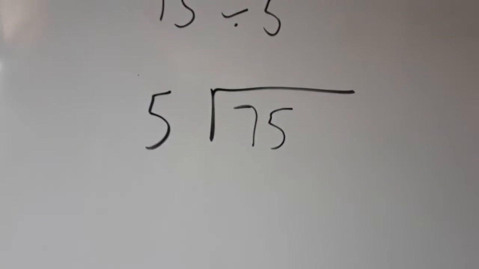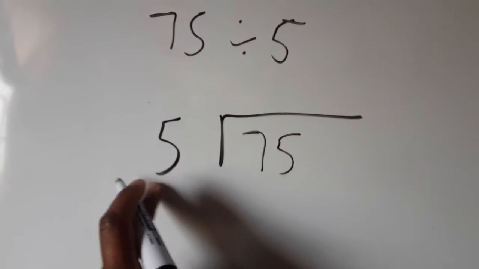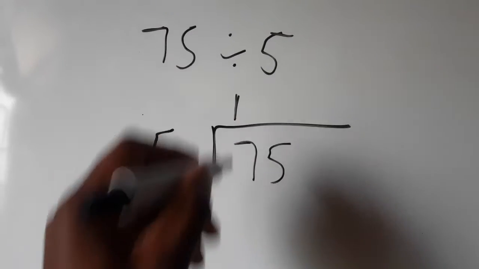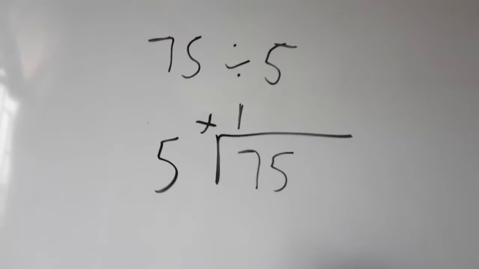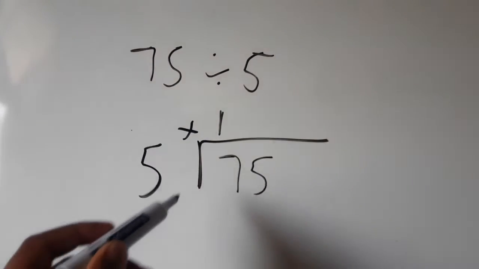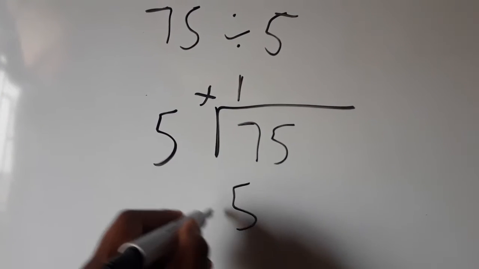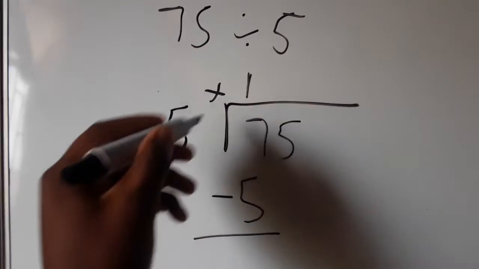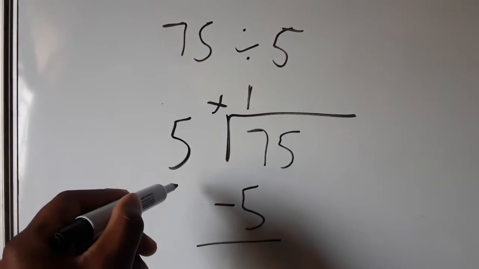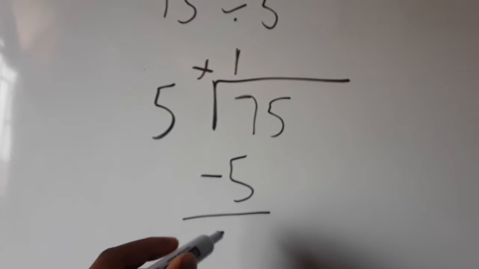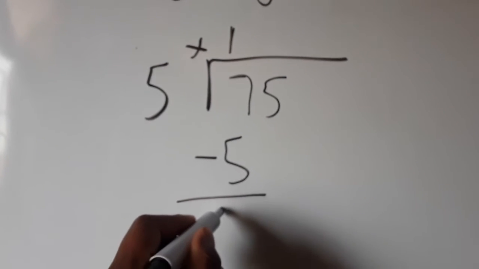Right. So we're gonna say how many times does 5 go into 7? It goes in once. So 1, then we're going to multiply, then we're going to say 1 times 5, then we get 5 as our answer. Then each and every time after multiplication we subtract. So we're going to say 7 minus 5, which gives us 2.